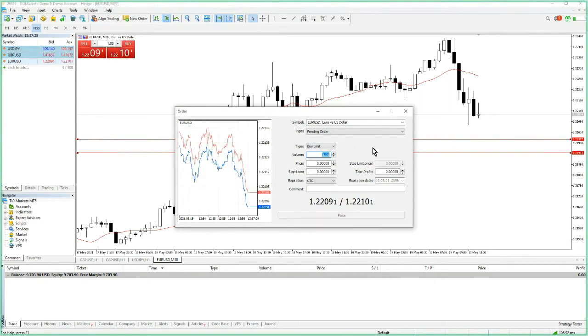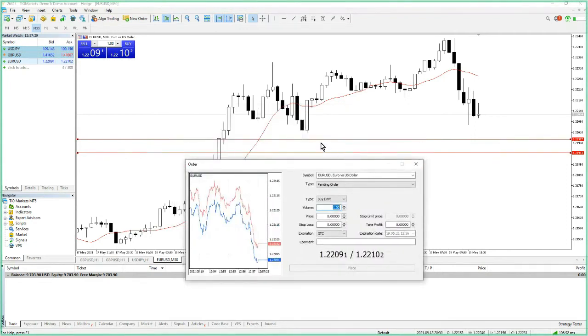And now we want to have the trigger price, and that's the lower red line here, because we want to see the market moving below this. So 1.2191.